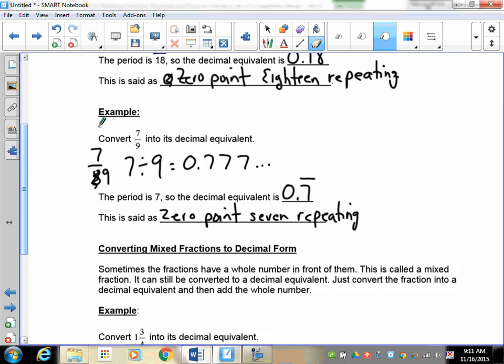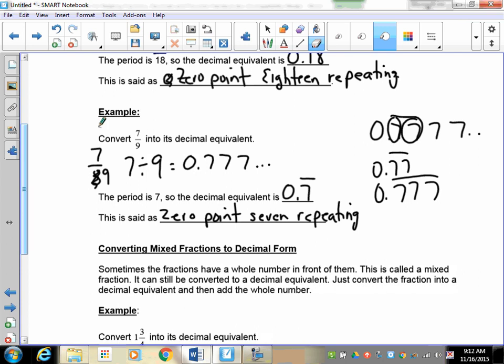Now, I've been asked, if this is 0.7777, how do we know it's not 0.77 repeating, like that, or 0.777 repeating? Well, the problem with that is the definition of the period is the digit that repeats. And if you look at this, the digit that's repeating in every case is a 7. So you're not going to include 77 or 777. It's going to be just 0.7 with the bar just over the single 7.